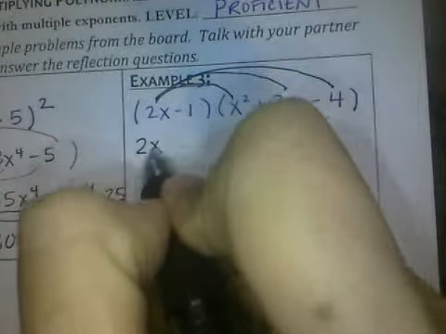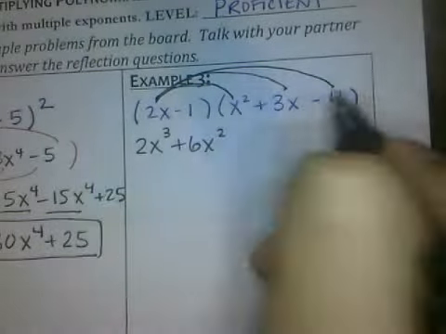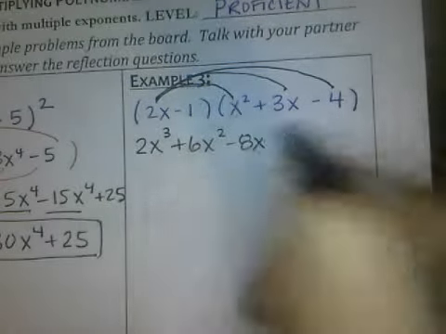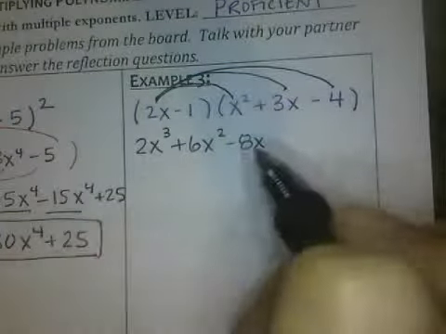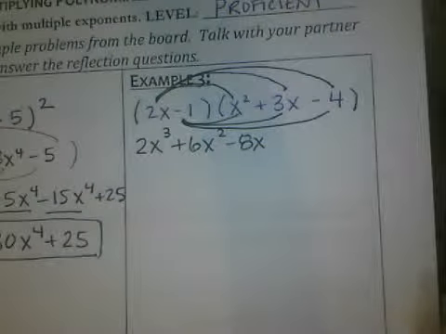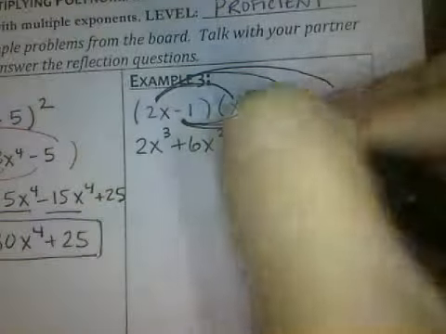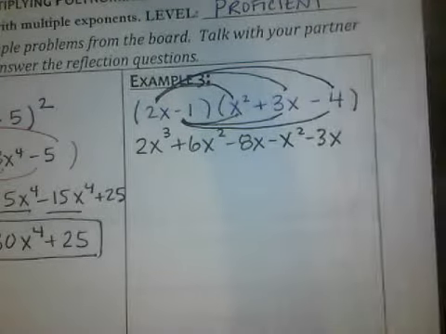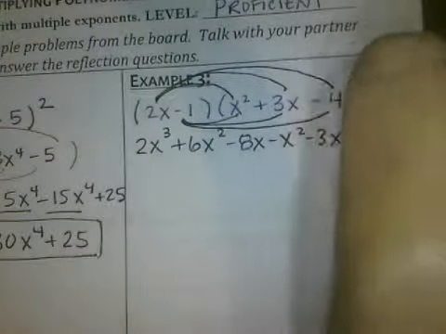So I'll start with the first term, which is 2x, and I'm going to multiply it times each of the terms in the second polynomial, which means 2x times x squared is 2x cubed, 2x times 3x is 6x squared, and 2x times negative 4 is negative 8x. That's the first half of the problem. The second half is when I take the negative 1 and multiply it again to all 3 pieces in the second polynomial. Negative 1 times x squared is negative x squared, negative 1 times 3x is negative 3x, and negative 1 times negative 4 is positive 4.